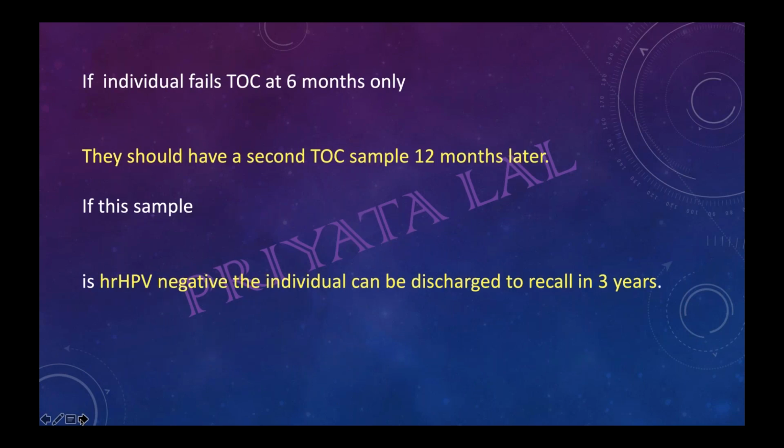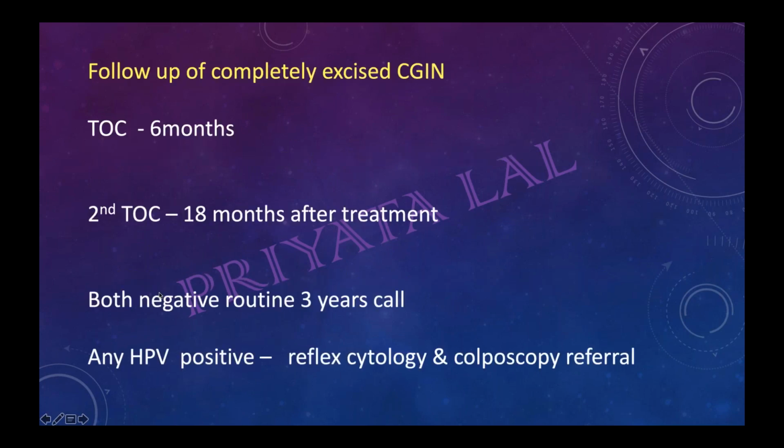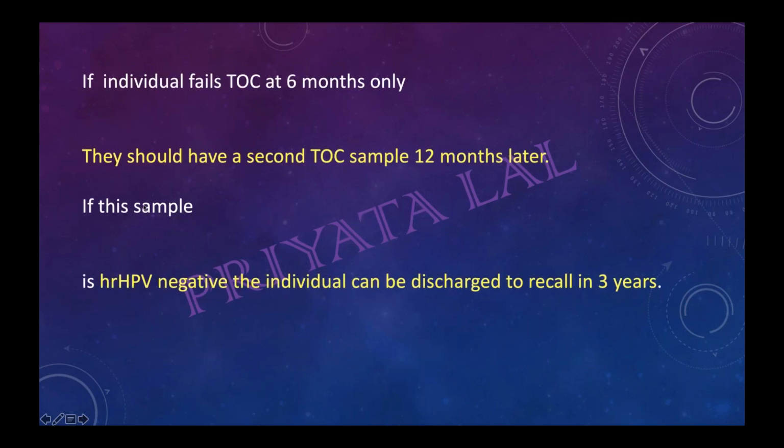Now I would like to explain this also. This is the same situation here. You have done treatment for CGIN. You call your patient at 6 month time. Okay, but she was a busy person. She didn't turn up. Then she turned up for the second TOC. So if the second TOC comes normal, then also this patient will be put in the routine call.